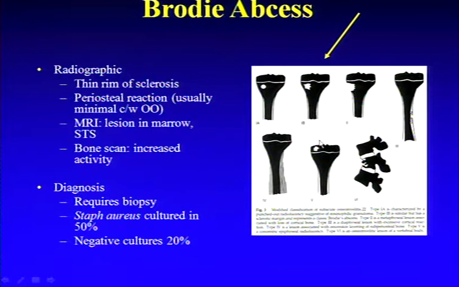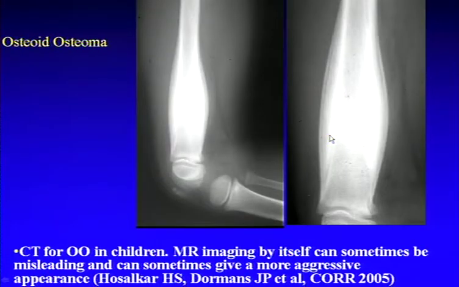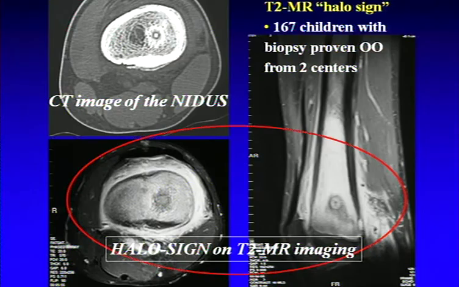Increased activity on bone scan, and these often require a biopsy for diagnosis. Staph aureus is the most common organism. And this, of course, is the cousin, the true osteoid osteoma, with this mature, thick, aggressive periosteal response, non-aggressive, with this central nidus.